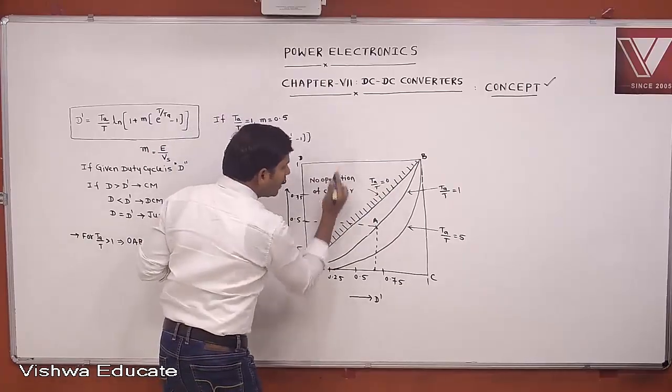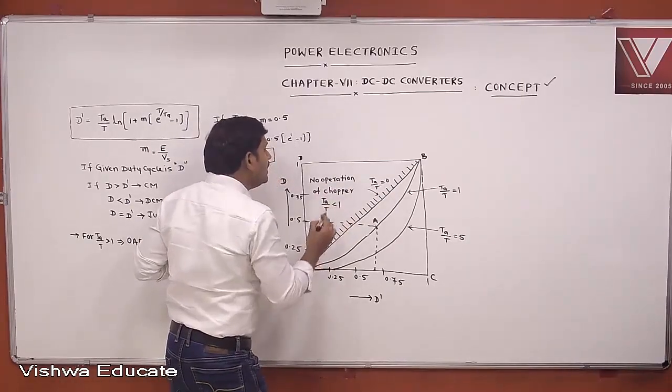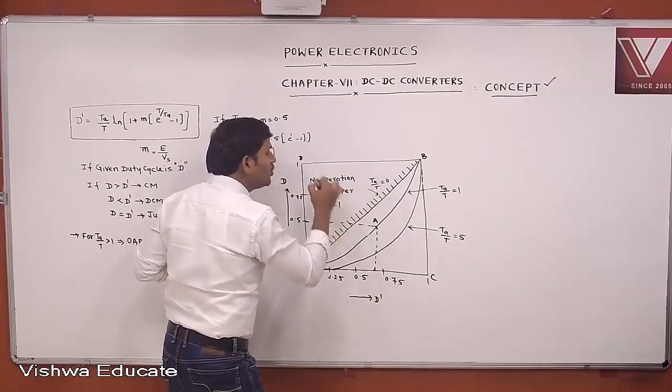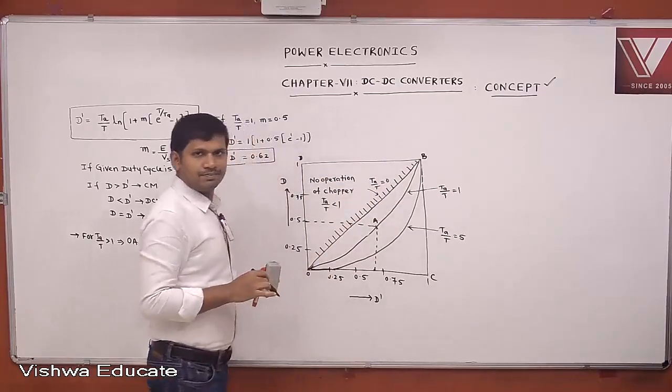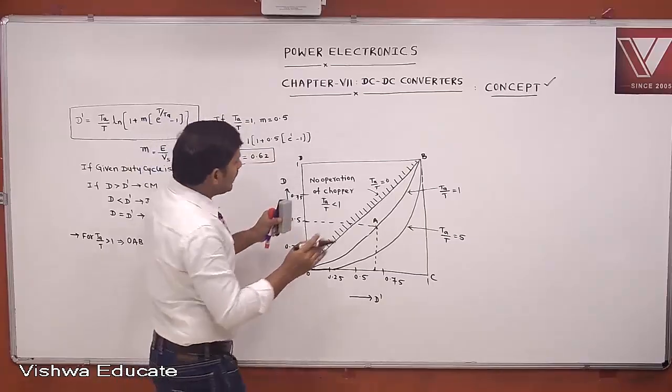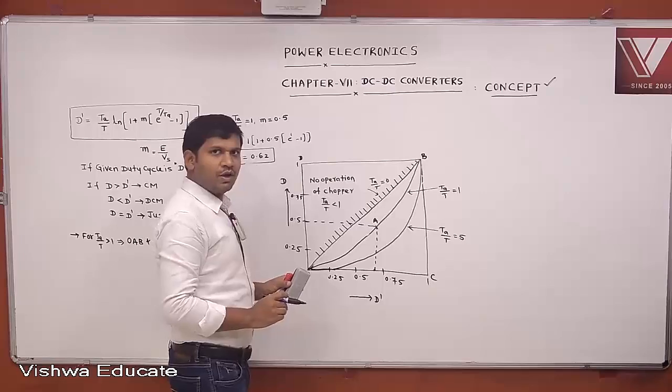This is the area for TA by T less than 1. TA by T less than 1 is not possible. That's why this operation is not possible, and that's why the OB curve is not possible. So this is the no-chopper-operation region and this is the chopper operation region.